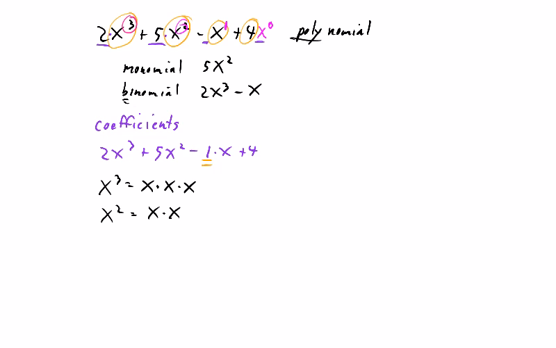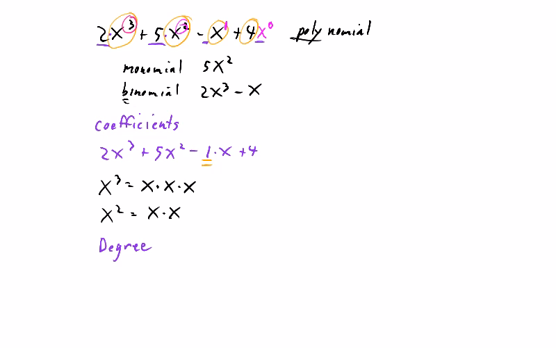So we have a vocabulary word to talk about the number of factors. We use the word degree. The first term, 2x cubed, has a degree of 3 because you have x written out 3 times. X squared has a degree of 2. The term minus x has a degree of 1, and the constant term 4 has a degree of 0.